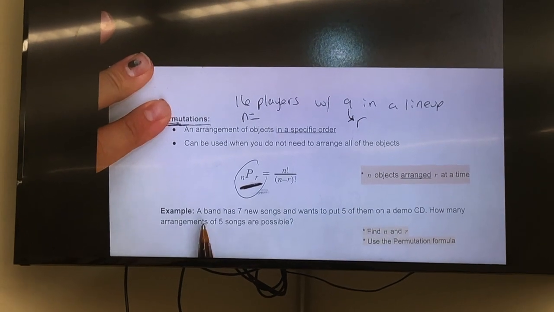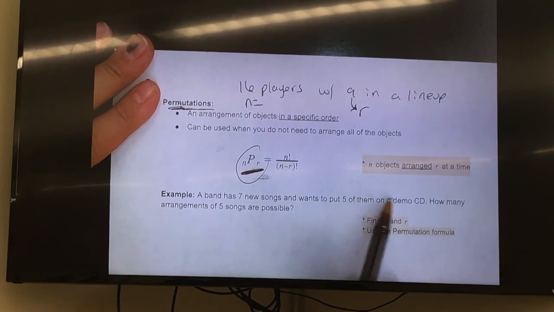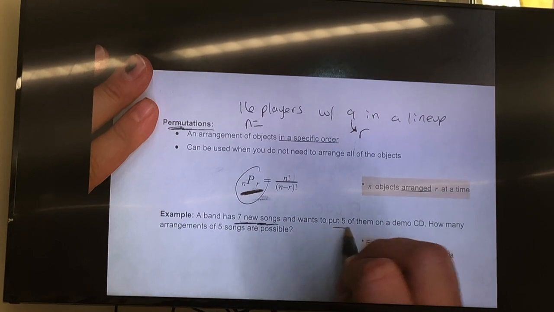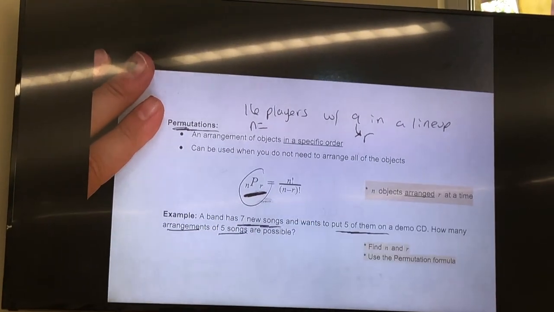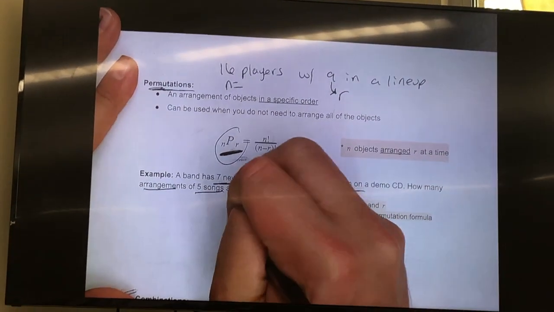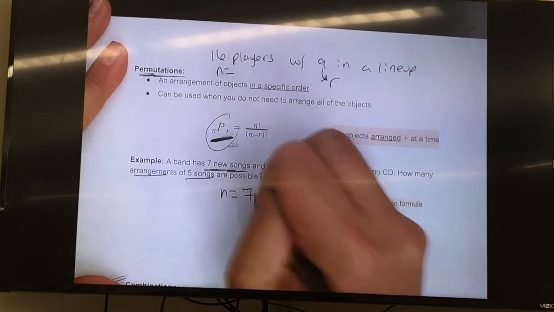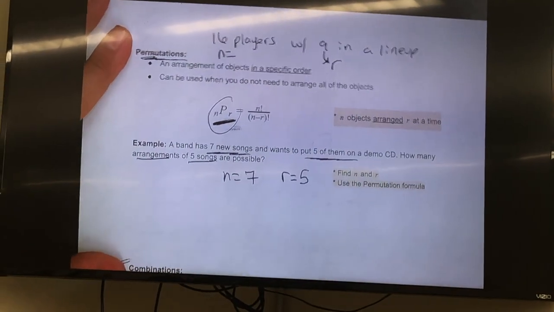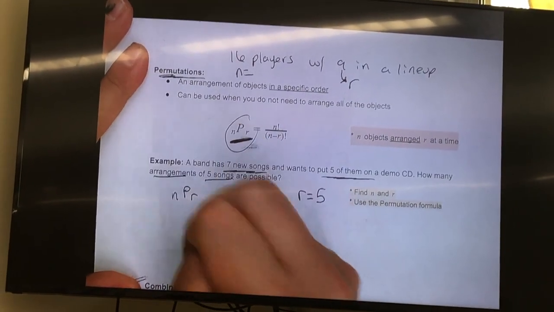Next example, we have a band has 7 new songs and we want to put 5 of them on a demo CD. So 7 total songs and we're gonna place 5 of them. How many arrangements of 5 songs are possible? Let's start with finding our N and our R. Miss May, how many total songs do we have? 7. Right, and we are going to be picking how many? 5. Perfect, okay?